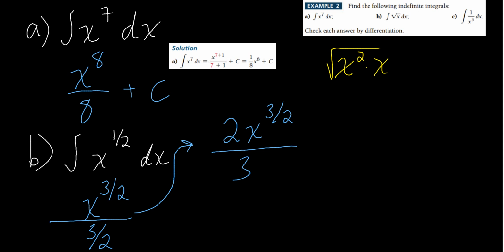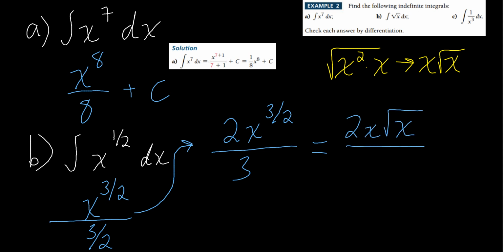And then I know that the square root of x squared is x, so I can essentially make this x on the square root of x. Okay, so I'm going to go ahead and do that. So we're going to have 2x on the square root of x over 3 plus c.